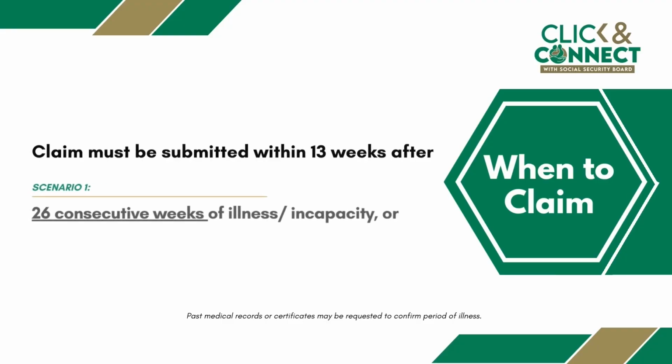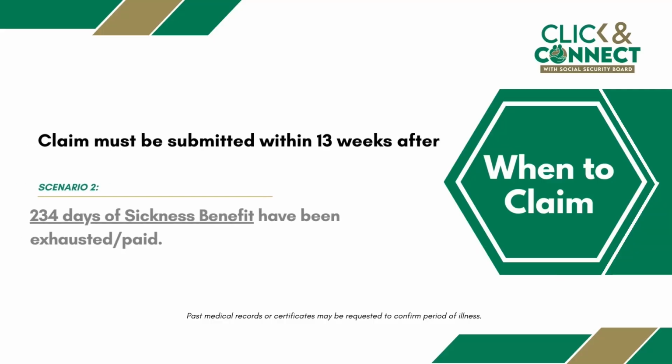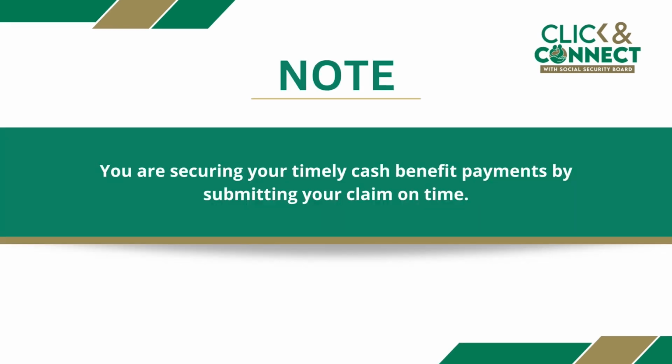A claim for invalidity benefit is to be submitted within 13 weeks after your 26 weeks of consecutive incapacity, or within 13 weeks after you've exhausted the 234 days payable as sickness benefit. You are securing your timely cash benefit payments by submitting your claim on time.